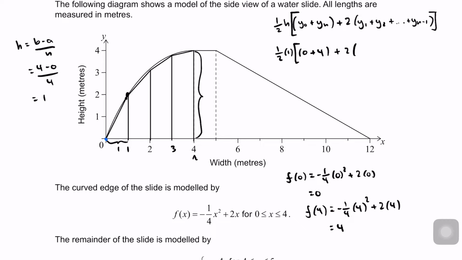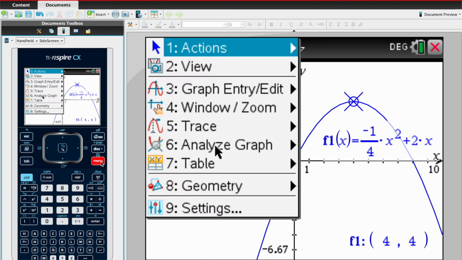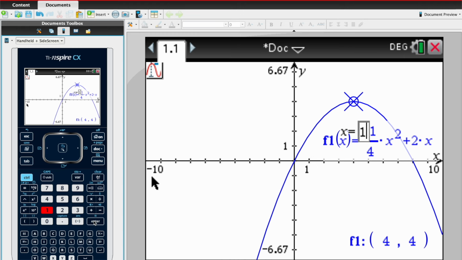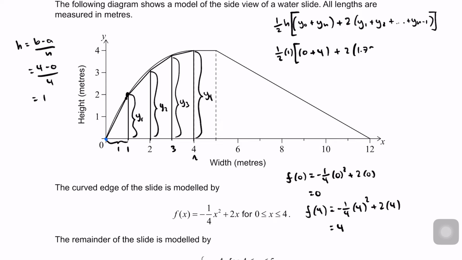Then I'm going to use the same idea. So still within the document, what is the height? What is y1? What is y2? What is y3? We already found what y4 was, with yn, the final one. So y1. y1 is when x is equal to 1. So I'm going to go to the calculator, graph trace, and plug in a value of 1. When x is equal to 1, y is equal to 1.75. That's the height. So I'm going to write that out, 1.75.